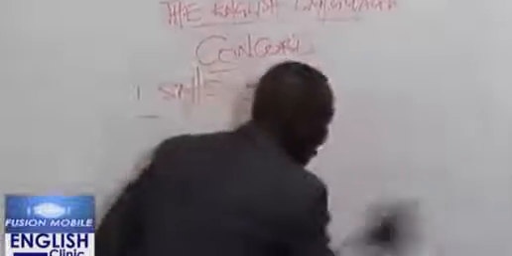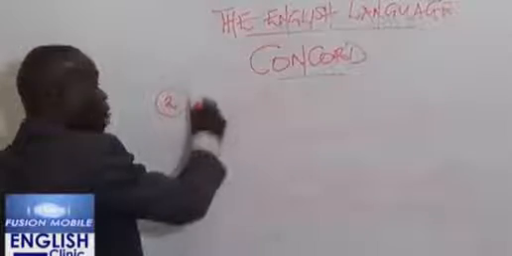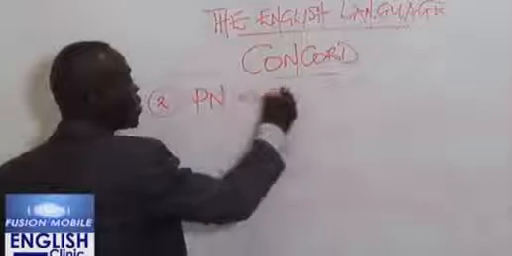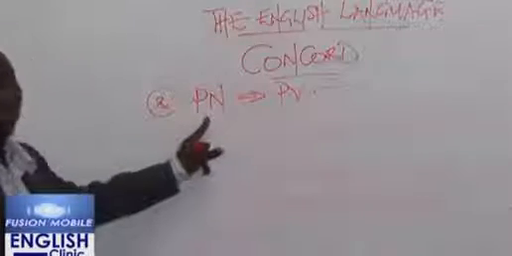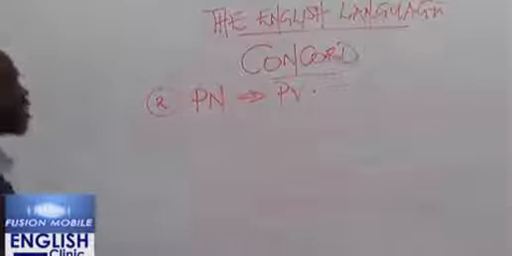Now we go to the second rule of Concord, very quickly. What does it say? It is the opposite of the first rule. That is rule number two. The rule says that when our subject is plural, then it must agree with what? With a plural verb. Whenever we have a plural subject, we must have what? A plural verb.